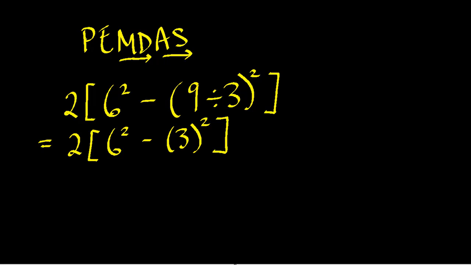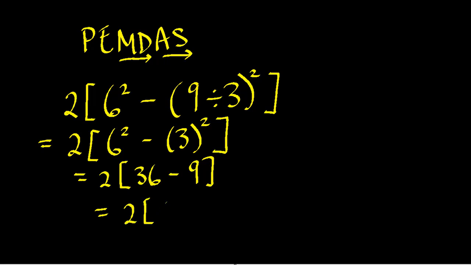Next, we will handle the exponents because we need to clear out what's inside the brackets next. And the next highest order of things is the exponents before the subtraction. So 6 squared will give us 36 minus 3 squared is 9. So inside the brackets, 36 minus 9 is 27.